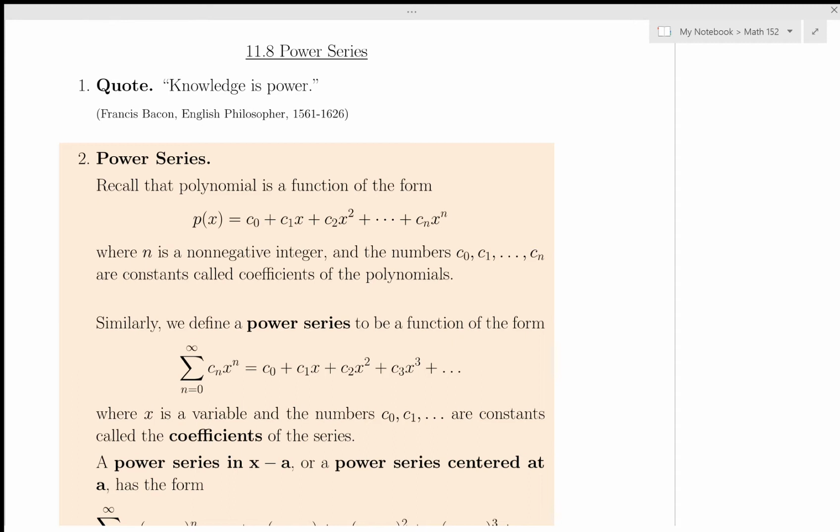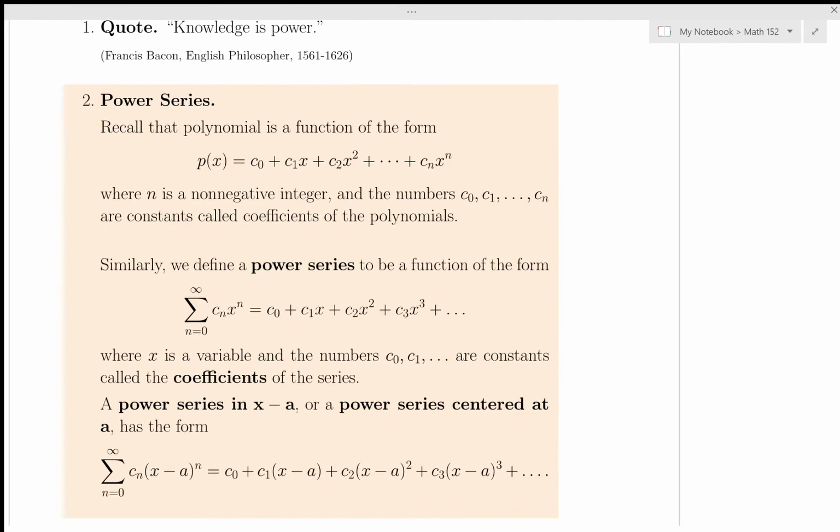Okay, so polynomial, let's start with that. It's not the so lowly polynomial. Polynomials are highly important and useful functions. The polynomial looks like this. This is an nth degree polynomial when n is a non-negative integer. And then the coefficients here, they're constants, they're just numbers, C0, C1 to Cn. Those are called the coefficients of the polynomial.